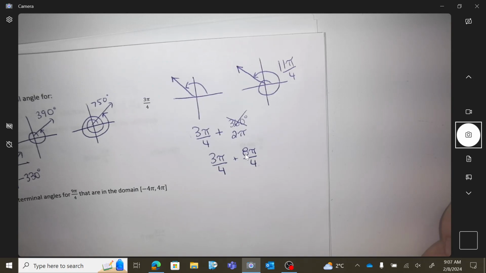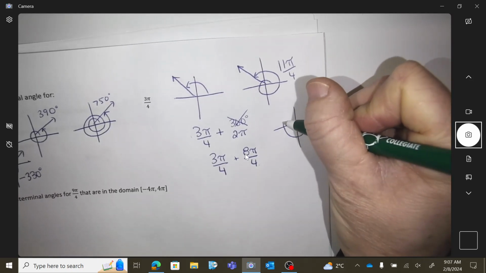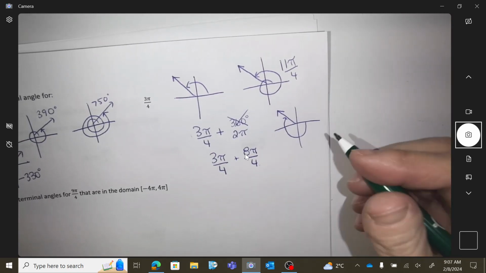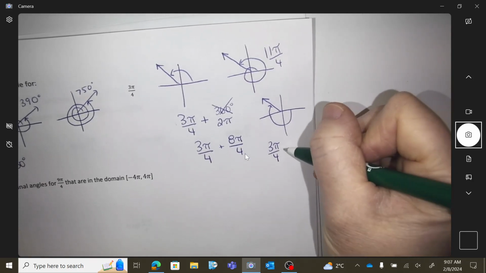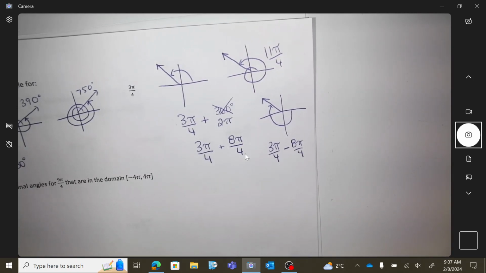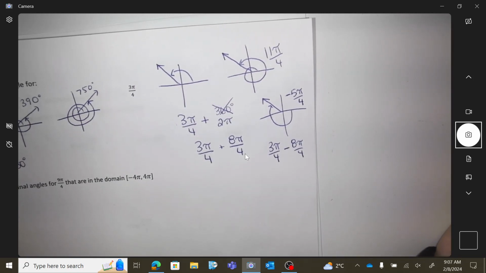Can you do this backtracking? Can you show me what that would be? So start at 3 pi over 4. And can you now do a backwards rotation instead? That makes sense where we're landing? Negative 5 pi over 4 would be that position.